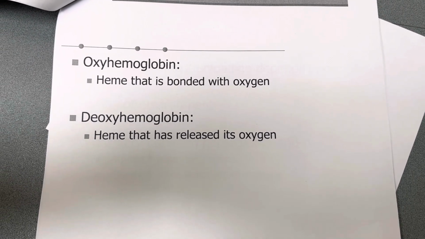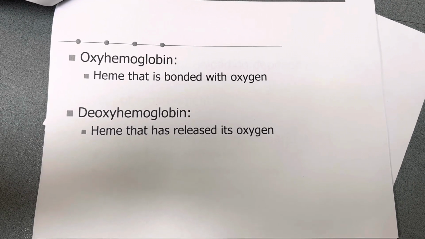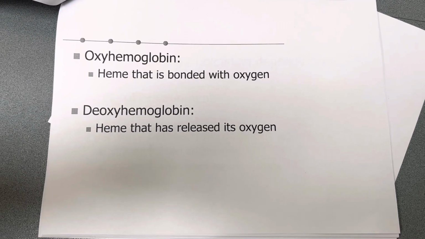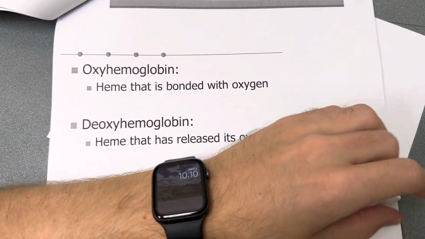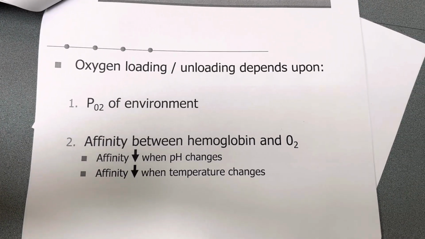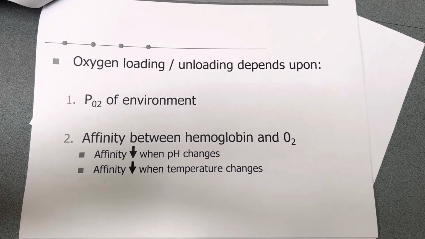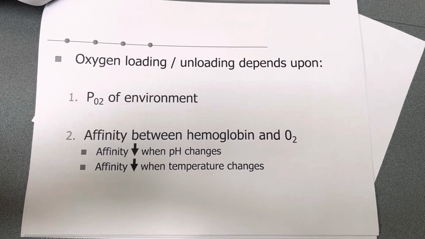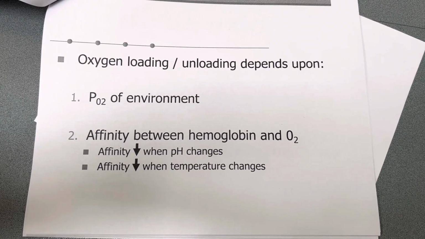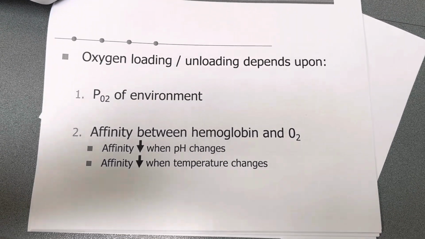Oxyhemoglobin: heme that is bonded with oxygen. Deoxyhemoglobin: heme that has released its oxygen. Oxygen loading and unloading depend upon the PO2 of the environment. Affinity between hemoglobin and oxygen goes down when pH changes and when temperature changes.